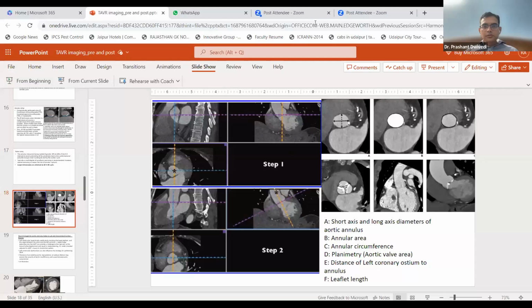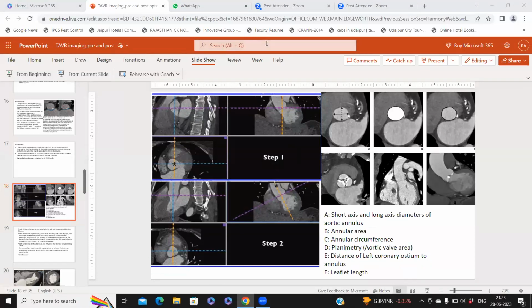So I hope my PPT is visible again. I will stop sharing now. Okay, yes, now we can see. Can you see now?